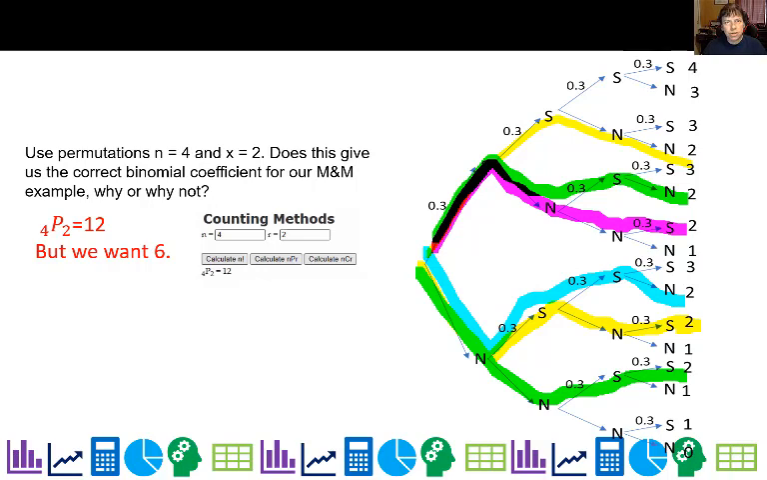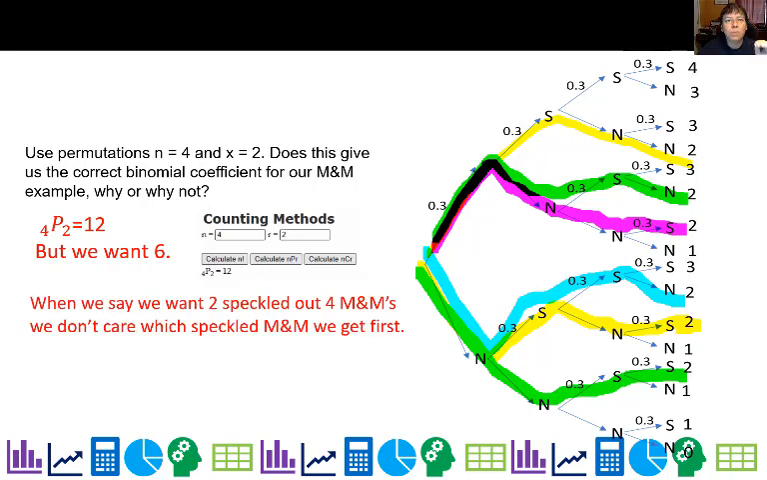Well, permutations is when order matters and we can tell a difference from one position to the next. But let's say I have the 2 speckled M&Ms in the first 2 positions. What I'm trying to say here is if I switch the M&Ms, they're still both speckled in the first 2 positions. Those look the same to me. All right? So when we say we want 2 speckled out of 4 M&Ms, we don't care which speckled we get first. So the order of the actual things, the successes, doesn't really matter because they're all successes.